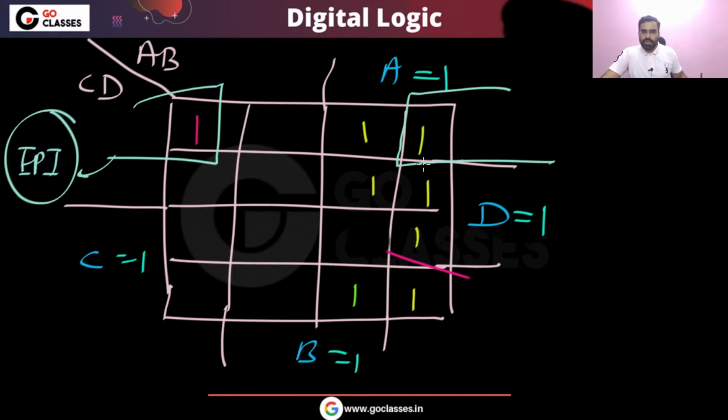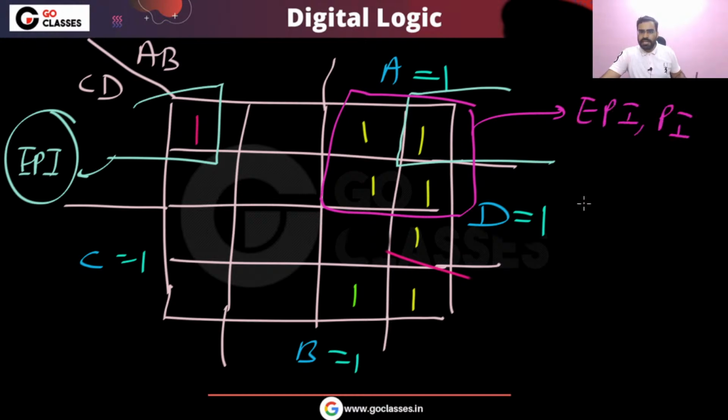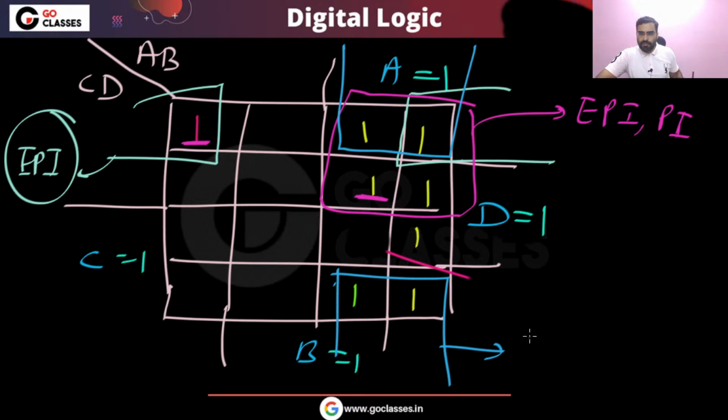Next, you can notice that you can create this size 4. This is PI also, EPI also, both of them. This size 4 is EPI because of this, and this is EPI because of this. Next you can create this corner. Don't forget about this one. Never forget about the folding one. This is PI also, and EPI because of this one.